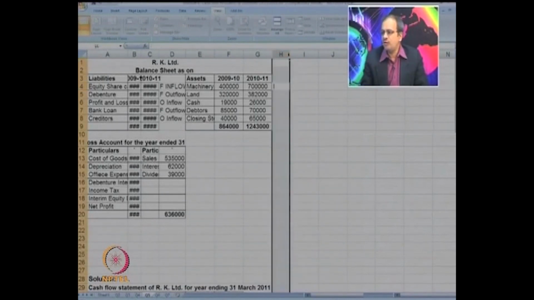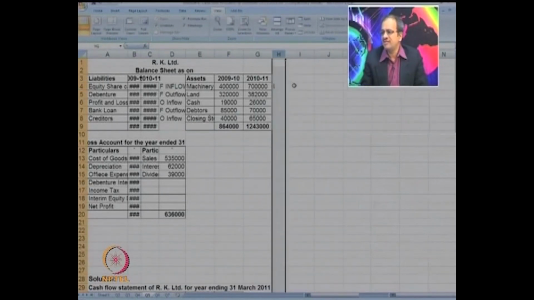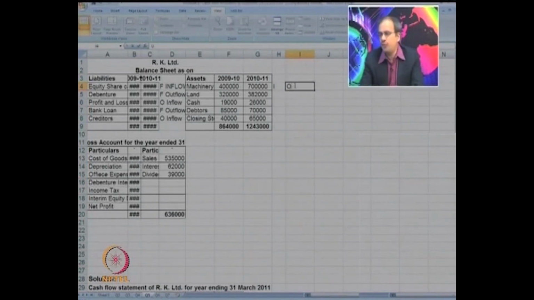Is it an inflow or outflow? You can see it is an outflow because the money has been invested. So, from 4 lakhs, the balance of machinery has increased to 7 lakhs. So, it shows that there is an investment made. Land, again same thing, it is I, and it is an outflow because the balance has increased.